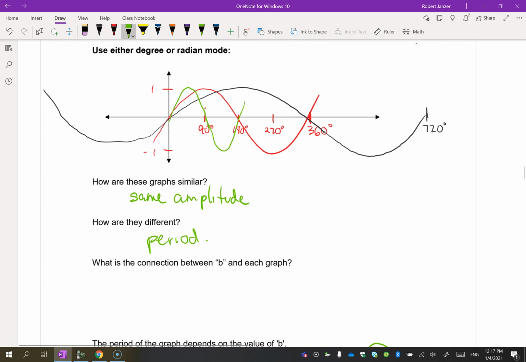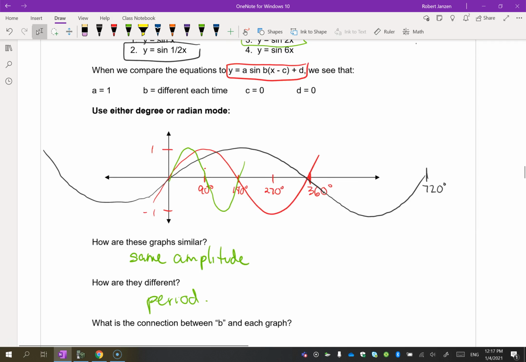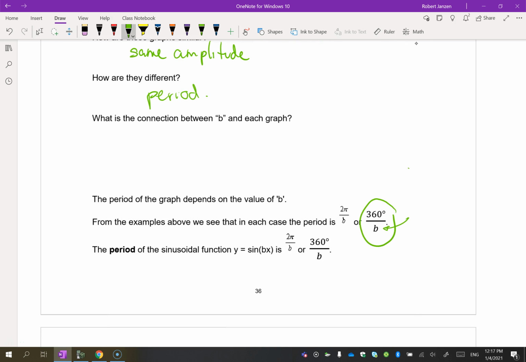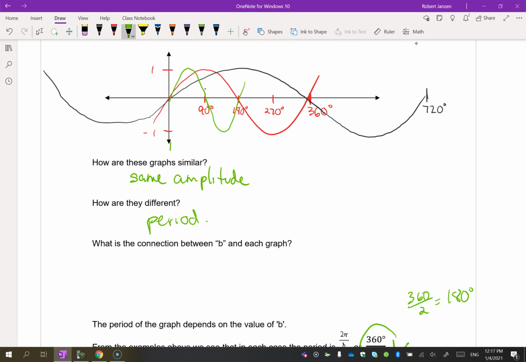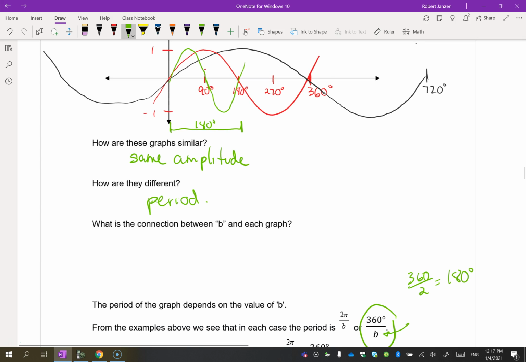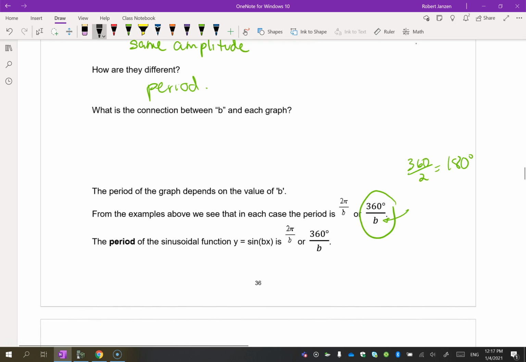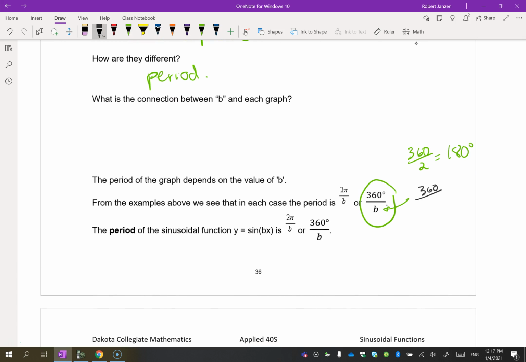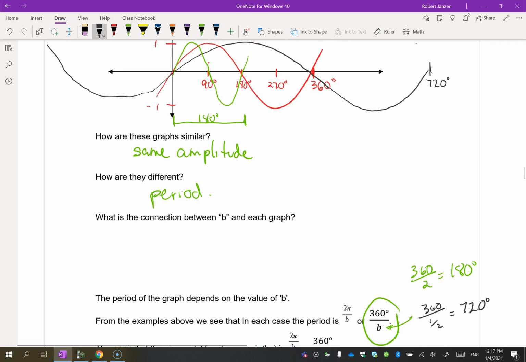So let me just look at one example here. Okay, let's look at the green graph. The green graph, B value is 2. So you would go 360 divided by 2, and the period is now 180. In other words, this green graph repeats in a period of 180 degrees. If you look at the black graph, why did that one look so strange? Well, if you go 360 divided by a half, you end up with 720. So the period for the black graph is 720.